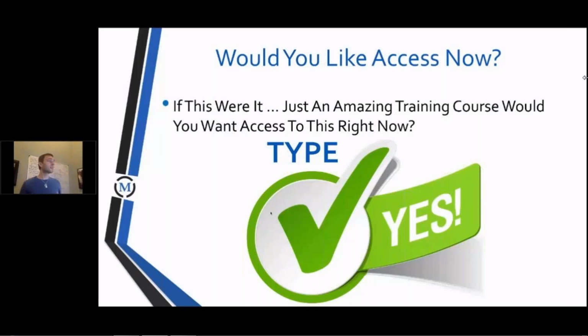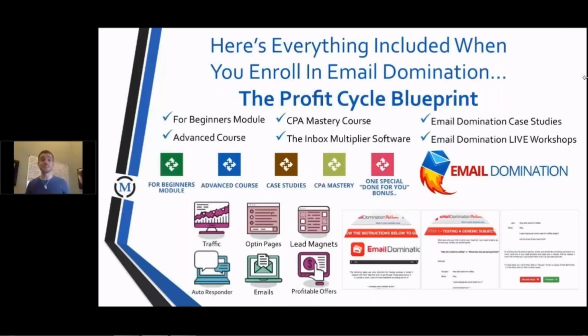Here's the deal. This is all the stuff that you actually get inside of Email Domination, the Profit Cycle Blueprint edition. You get the beginner module, the advanced course module, the CPA course module, the software, the inbox multiplier software, the case studies, and the live workshops, right? Now, as I said that, first of all, how many of you would say, I want to get in right now just for the training and just for that piece of software? Just say yes if that feels like that's something you would like, right? It's completely different than anything else you've probably ever seen.